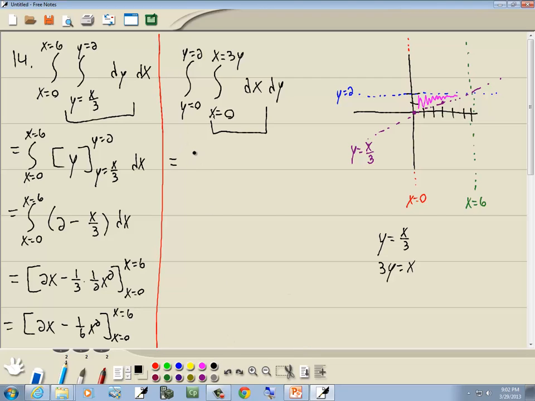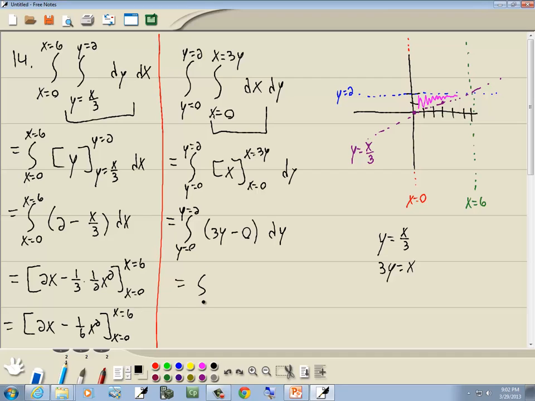So that gives us y is equal to 0 to y is equal to 2. This is like, again, the invisible 1 here. So the integral of 1 is 1x, or just x, from x equals 0 to x equals 3y, dy. So plug the 3y in for the x. So we get 3y minus, and put 0 in for the x, dy. So y is equal to 0 to y is equal to 2, and then that just is 3y dy.